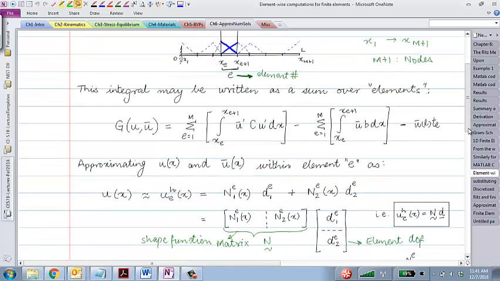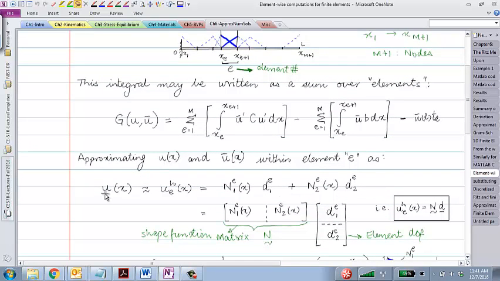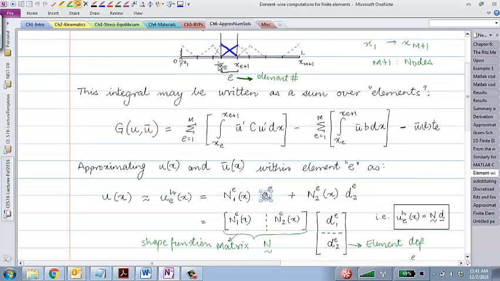So using this fact, what we can do is approximate the real displacement as a linear combination of two unknown coefficients. One is what I'm calling the displacement at node 1 for element E. So if this is element E, this is node 1, this is node 2.